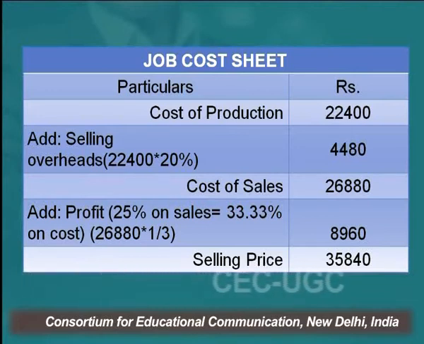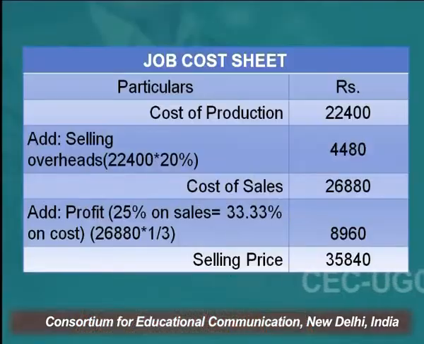So on this cost of sales we know, selling price we do not know. So on cost of sales, if you add up 33 and 1/3%, right? If you calculate 33 and 1/3% of 26,880, it comes to be 8,950. So this is your profit element, and you add the profit element to your cost, that comes to be the selling price. Your selling price is 35,840 rupees. So in this way you prepare the cost sheet.